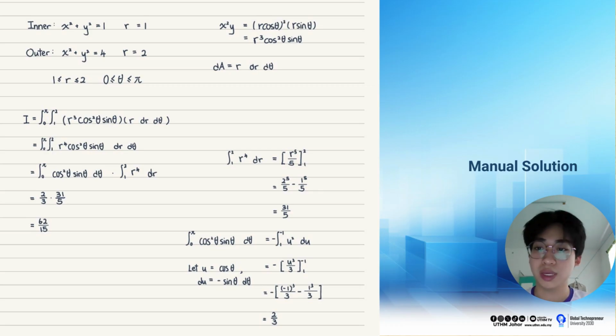We determine our limits based on the geometry. The radius goes from 1 to 2, and the angle goes from 0 to pi, representing the upper half plane. Our integral simplifies to r to the power of 4 cos squared theta sin theta. Since the limits are constant, we separate the integral. The radial part results in 31 over 5, and the angular part results in 2 over 3. Multiplying these gives us our final answer of 62 over 15.